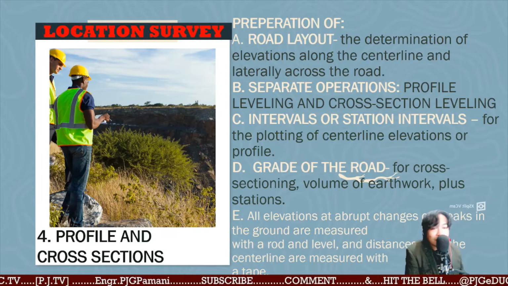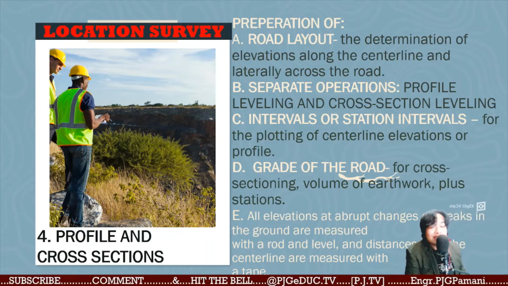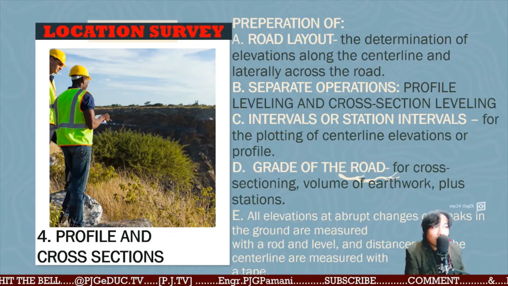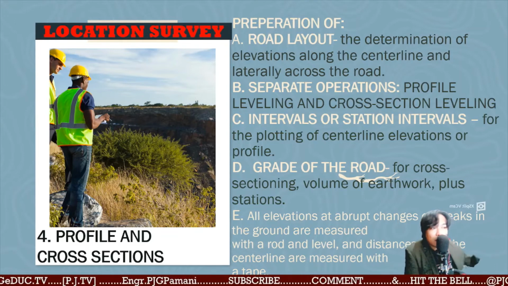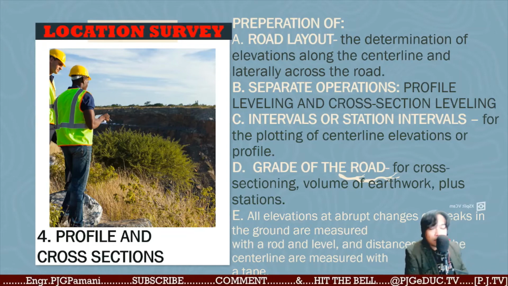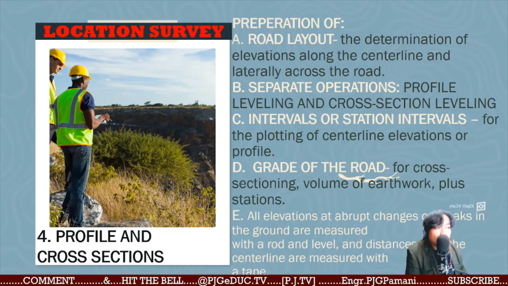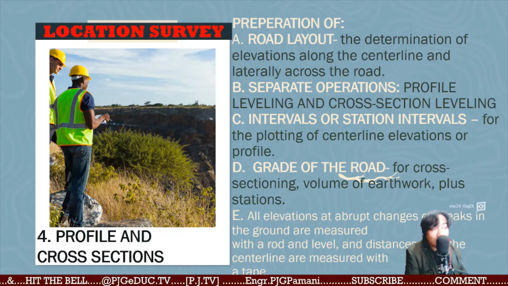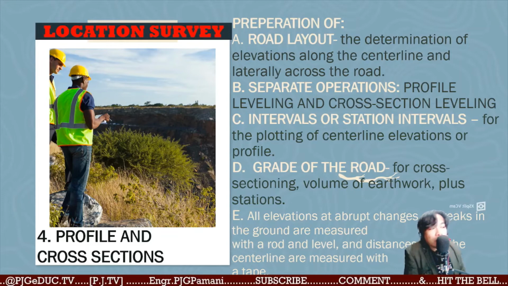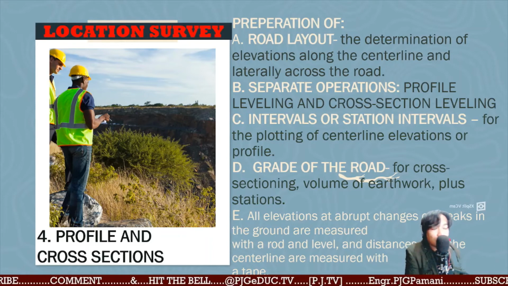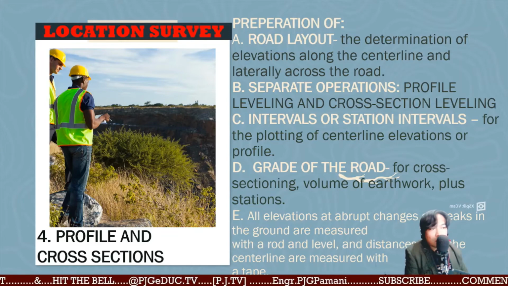So hindi lang naman basta gusto ko sa location nito merong 3 lane ng road, yun na po yun. We need to elevate sections para maiwasan yung flooding and maiwasan yung deep vertical curves, with that particular as part of our data collection or surveying later on. All elevations at abrupt changes or breaks in the ground are measured with a road and level, and distances from the center line are measured with a tape. Silong surveying po yan lahat.